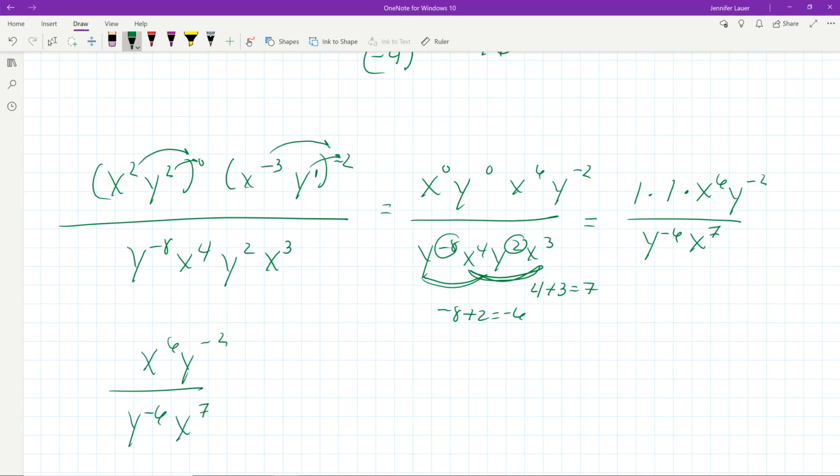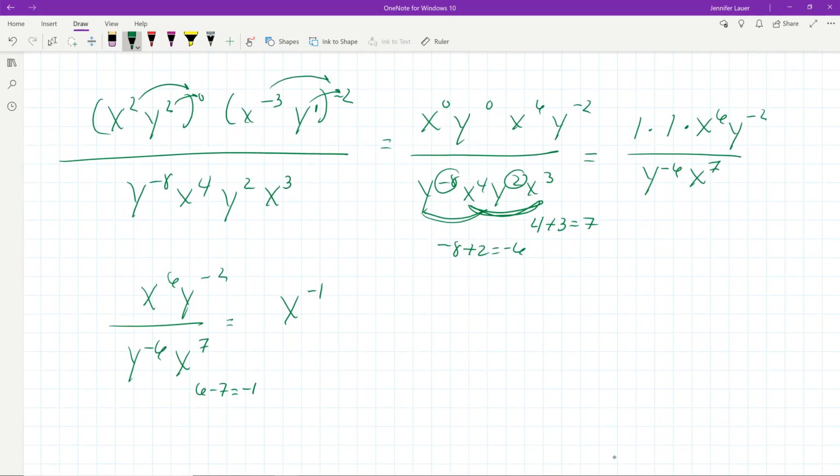Now for last step, we're going to divide. So our x is going to be what? 6 minus 7, which is negative 1. And then our y is going to be negative 2 minus negative 6, which is a plus positive 6, which gives us 4. So it's y to the 4th.